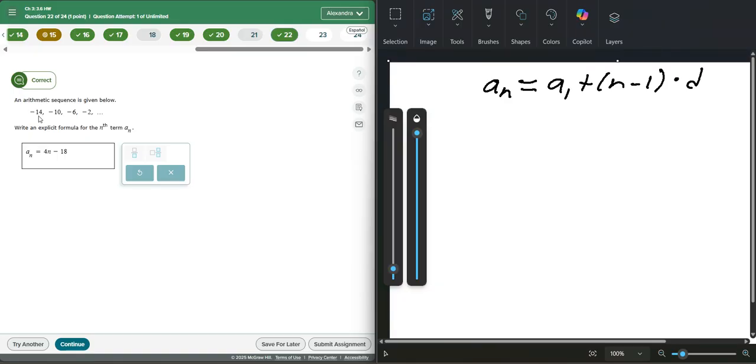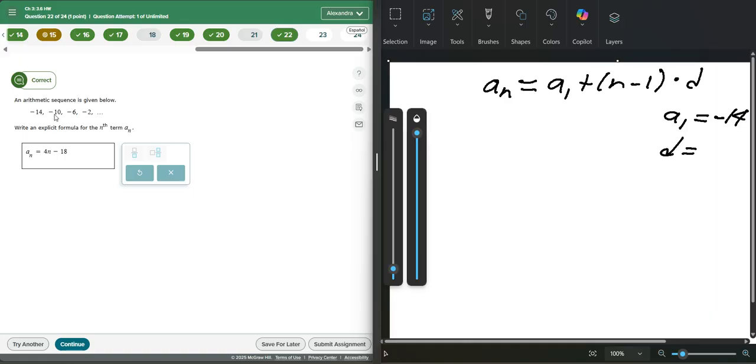So we saw that a1, which is the first term, we're going to write down a1 equals negative 14. So a1 is always going to be your first term. Okay. And d, how do we solve for d? The difference between this number and this number.